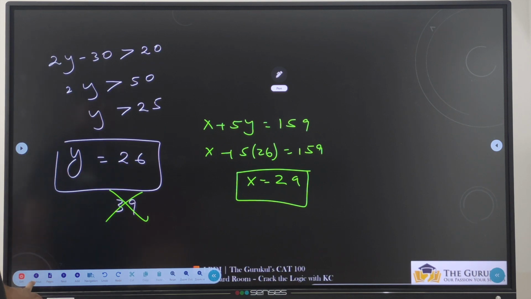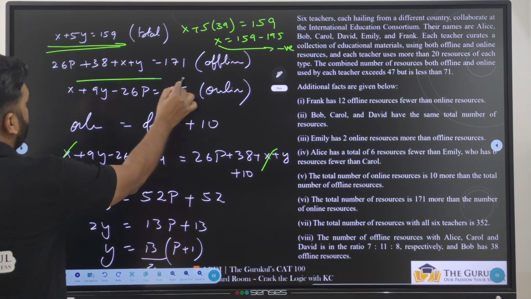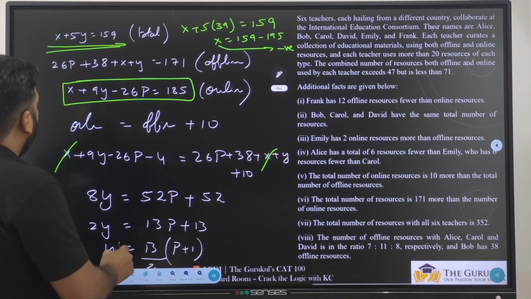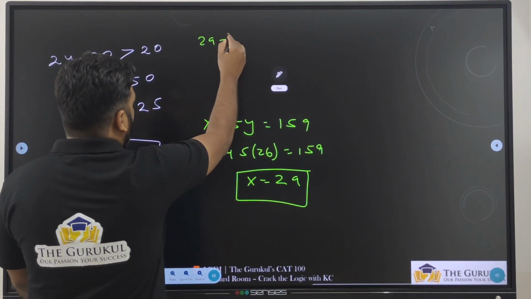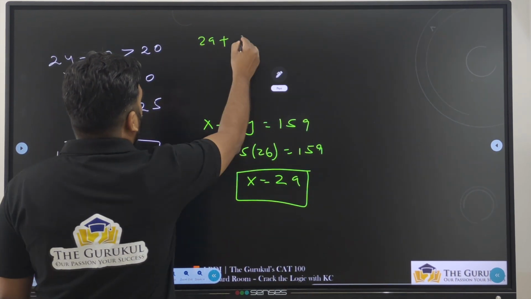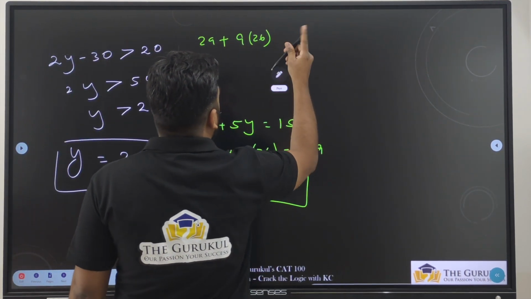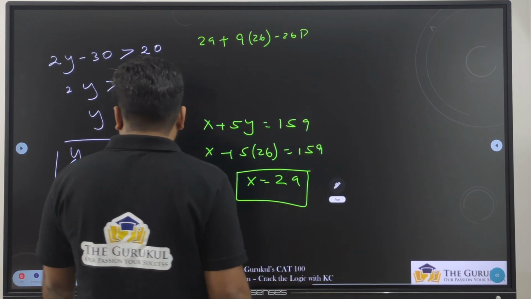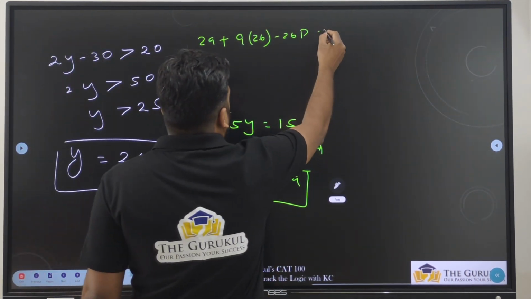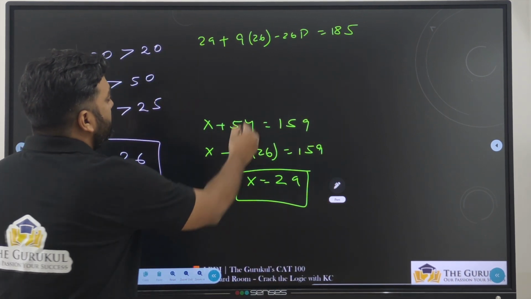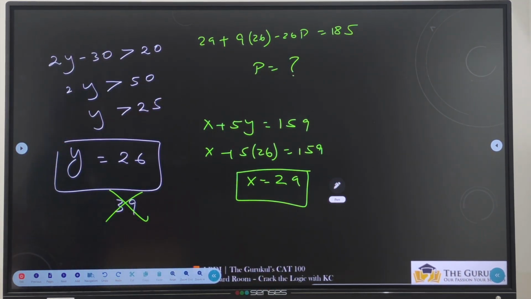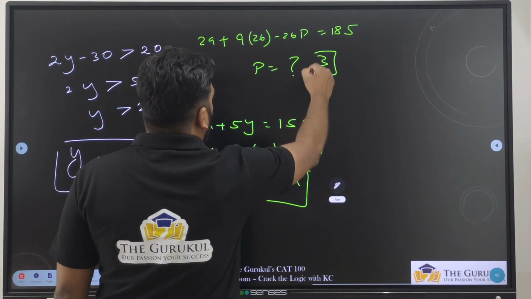Clear? Now if I know the x value and y value, can I find out the p value? I will substitute over here and find the p value. That will be equal to 29, that is the x value, plus 9 into 26 minus 26p. So this will be minus 26p is equal to 185. Quickly calculate this and find the p value. Perfect. So p will be equal to 3.